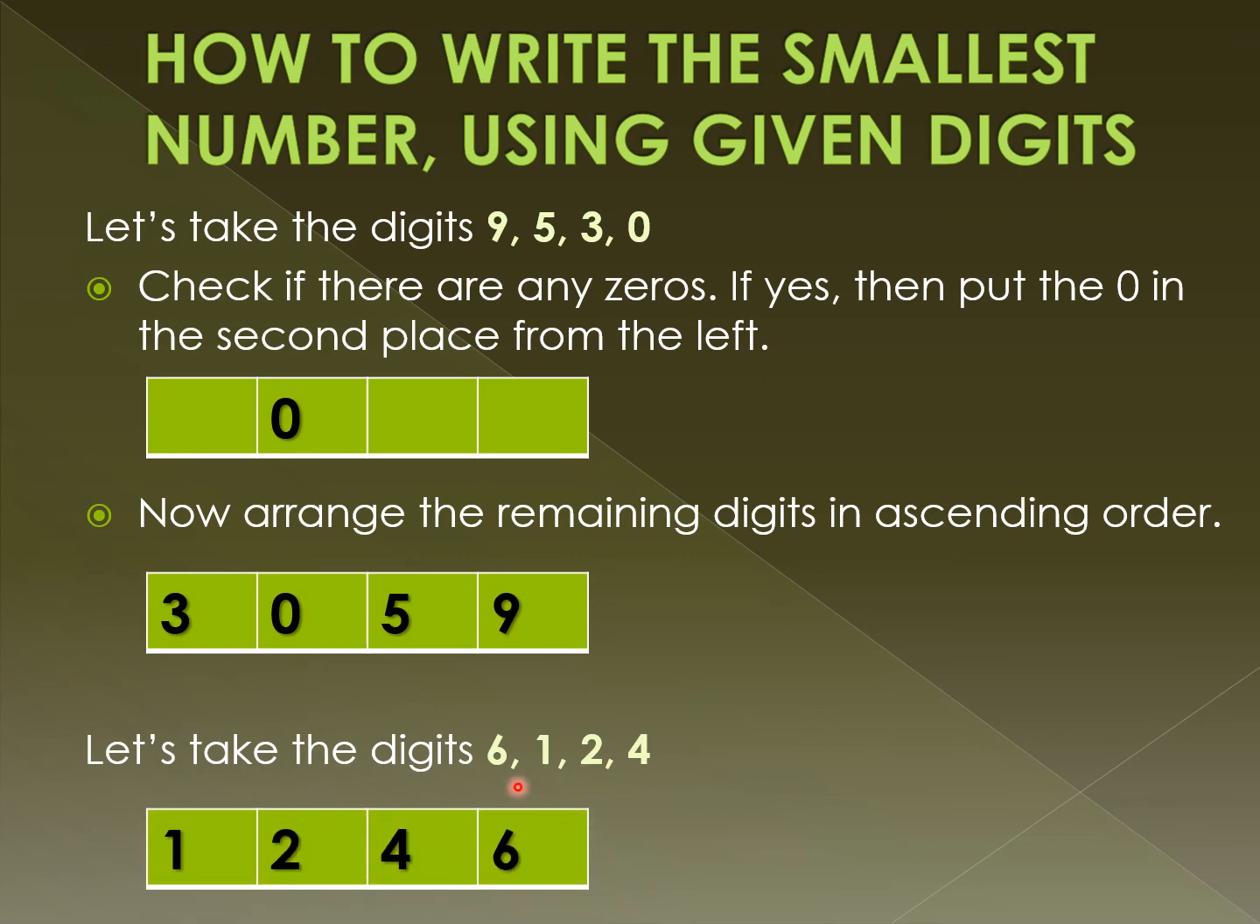So, the smallest number here is 1, followed by 2, then 4, and 6. Hence, the smallest number that we can form using the digits 6, 1, 2, 4 is 1246.